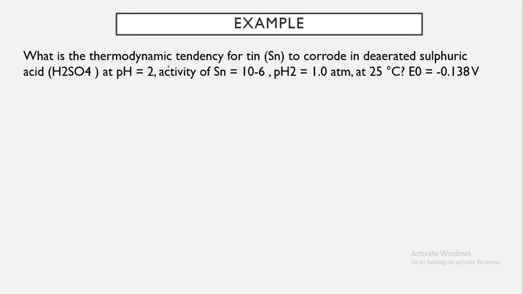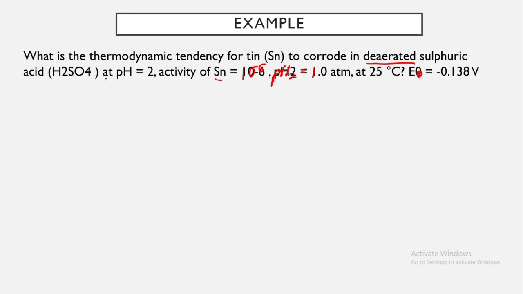Now let's look at this example, and that is the last example that we'll be doing for this part. What is the tendency of tin to corrode in de-aerated sulfuric acid? De-aerated means there's no oxygen here. It has a pH of 2. The activity of tin is 10 to the power of 6. The pressure of hydrogen gas is 1 atmosphere at 25 degrees Celsius. They gave us the E naught for the tin reaction to be negative 0.138 volts.